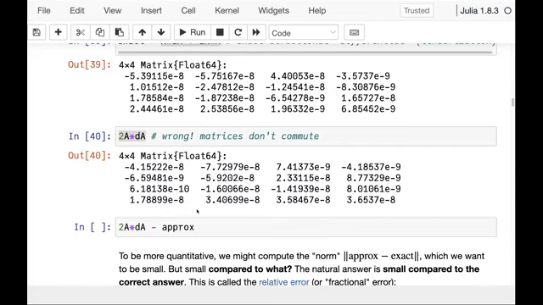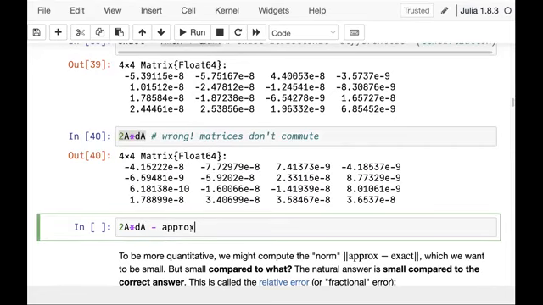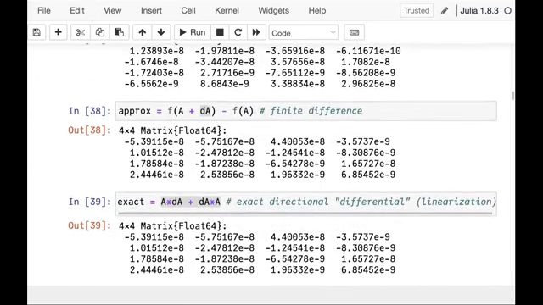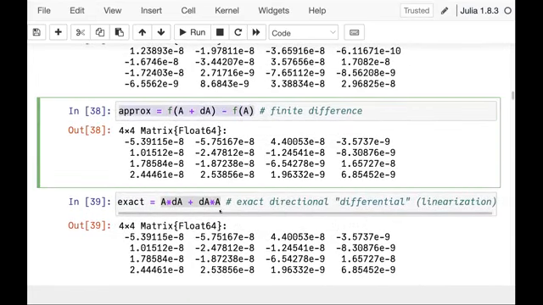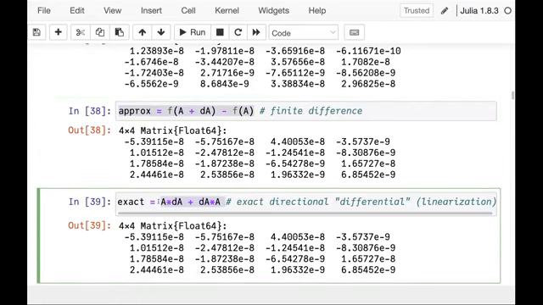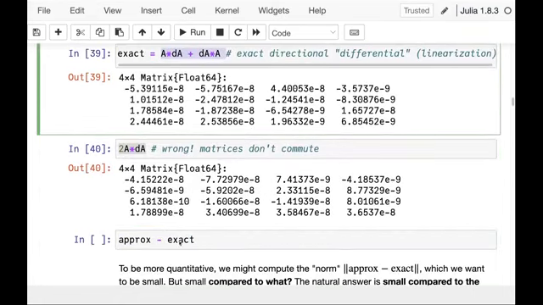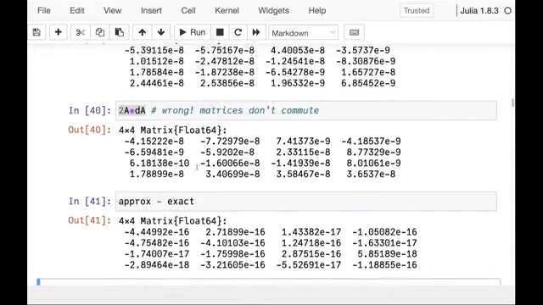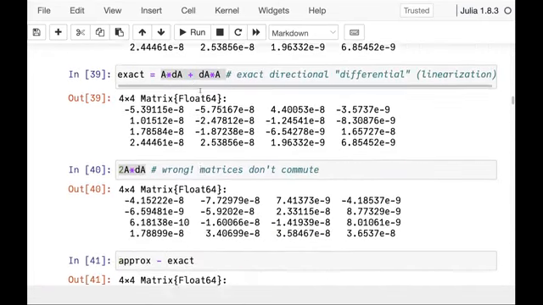So it might be useful to look at the approximate answer minus the exact answer. Right. So the approximate is the finite difference. The exact is this formula A dA plus dA A that we derived from our derivative operator, right? And the errors are really small. They're 10 to the minus 16th, so they're small compared to these numbers, 10 to the minus 8th.